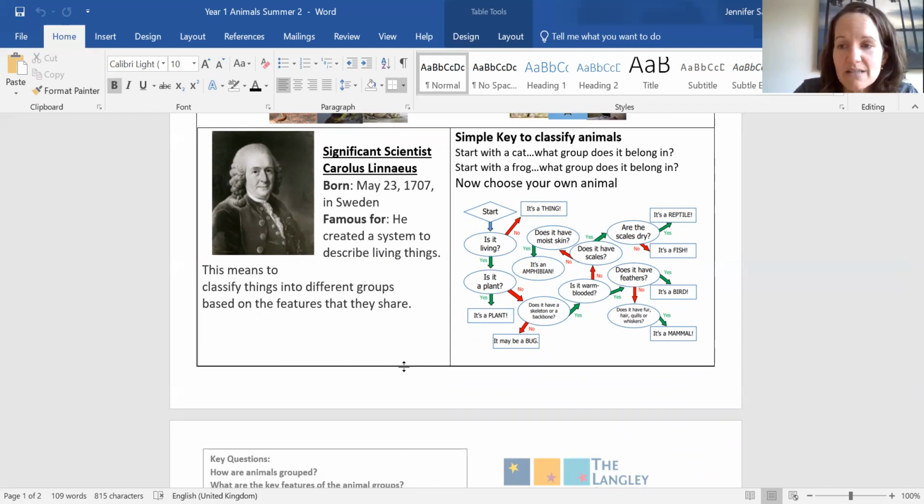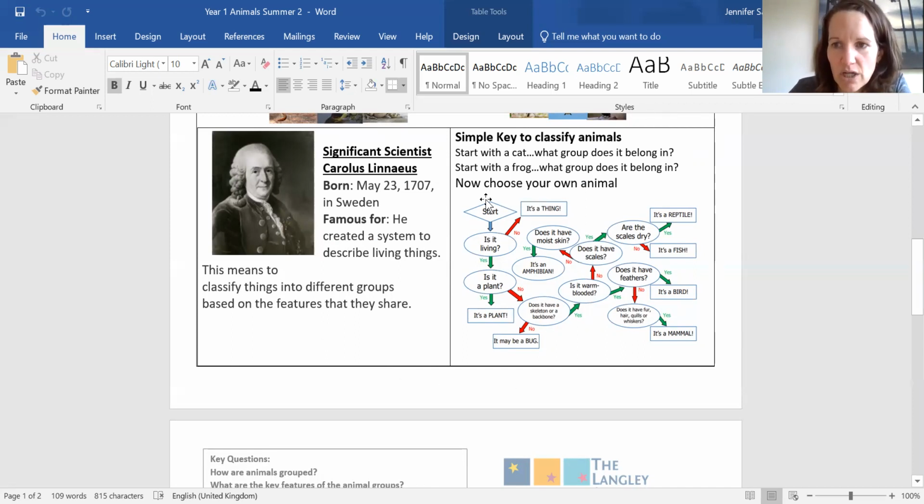So that means that we're able to classify, look at animals and put them into groups based on their features. So we're going to learn about him. And we are going to do a biography on Carl Linnaeus. And we learned about biographies last half term when we were looking at Isambard Kingdom Brunel. So you will be able, once you've learned about Carl Linnaeus, to write a biography about him.